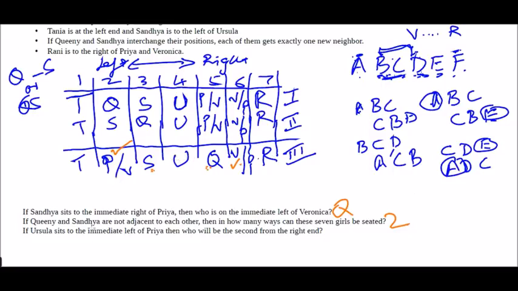And the third question is, if Ursula sits to the immediate left of Priya, which means Priya can come here. So which means both scenarios 2 and 3. Who will be second from the right end? Second from the right end has to be Veronica. So even though we had 3 scenarios, we could actually find the answer if we had given it some amount of time.